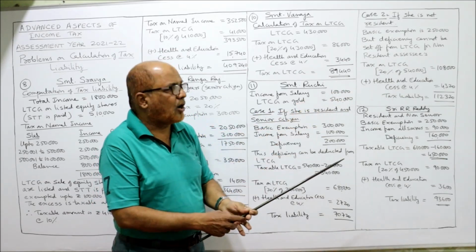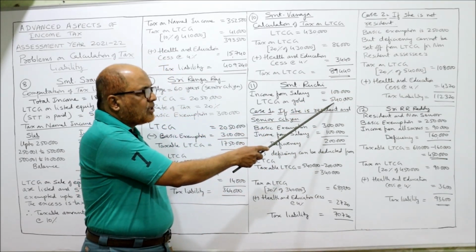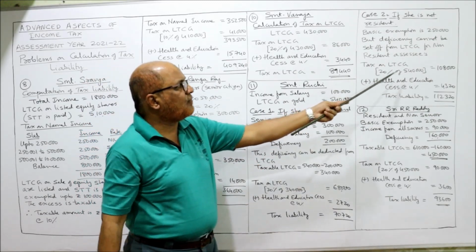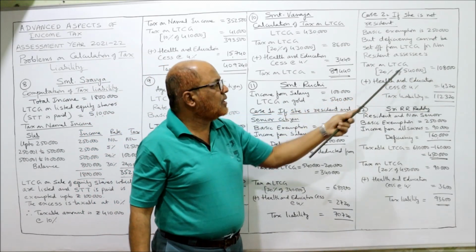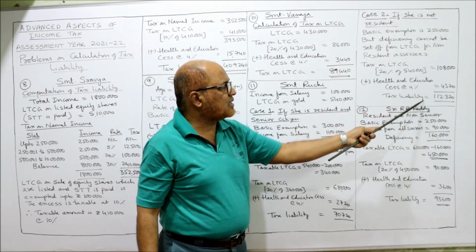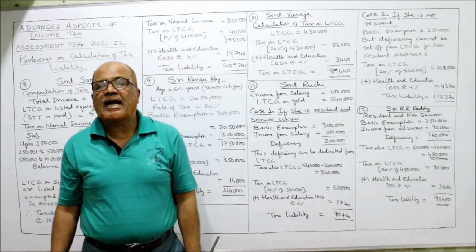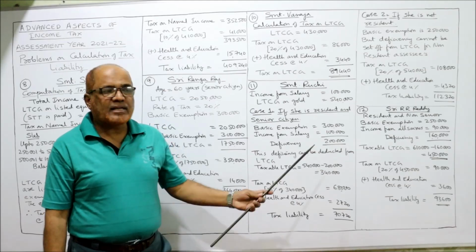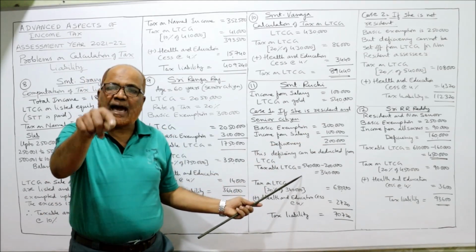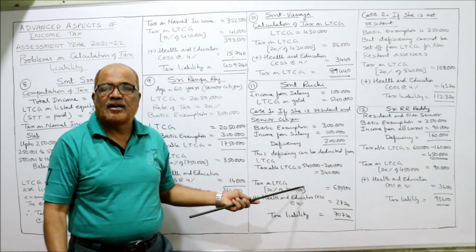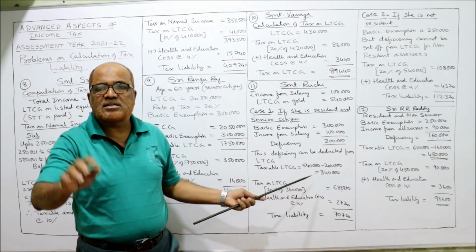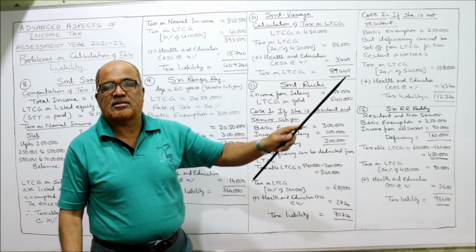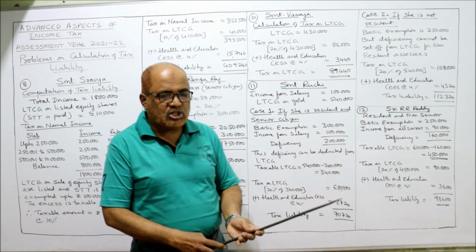Tax on LTCG, how much is the LTCG? 5,40,000. So 20% of 5,40,000, 1,08,000. Health and education cess 4%, tax liability 1,12,320. That's it. So you can see here, deficiency can be adjusted for resident. Deficiency cannot be adjusted for non-resident. That's the limit. Next, 12th problem.